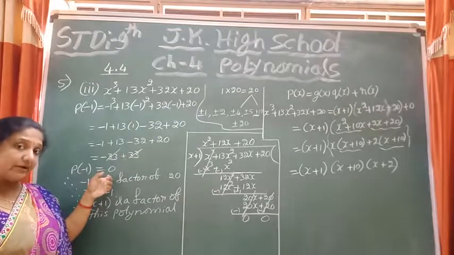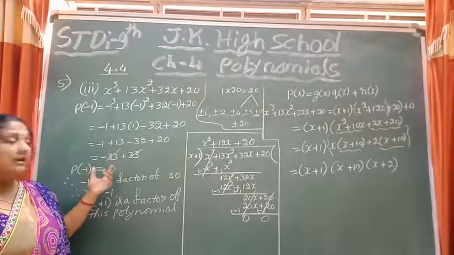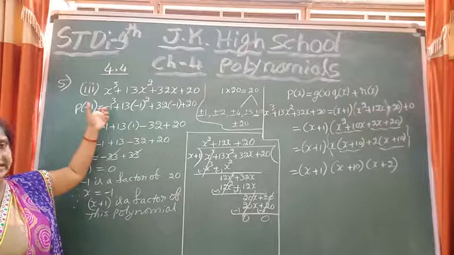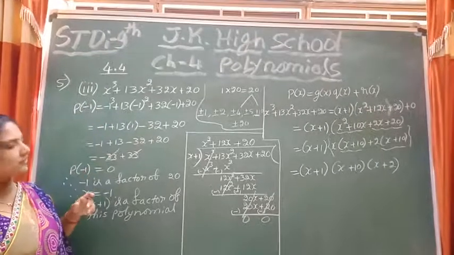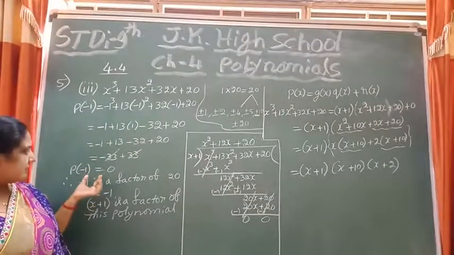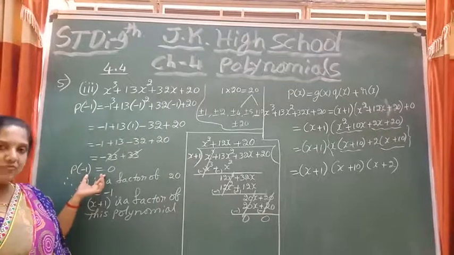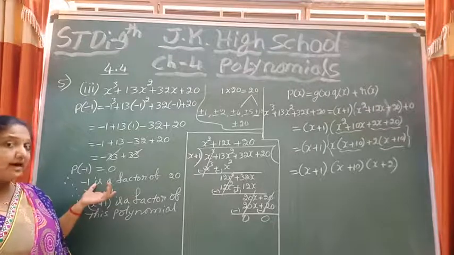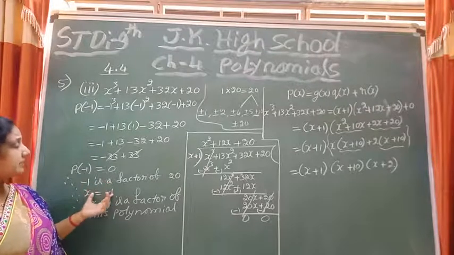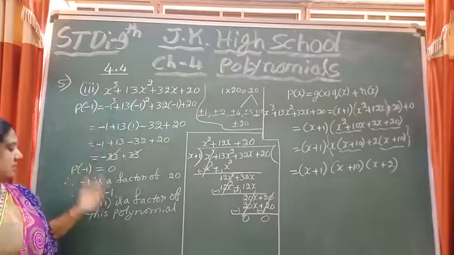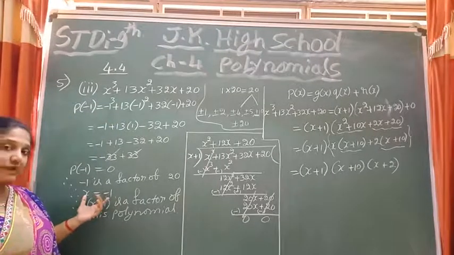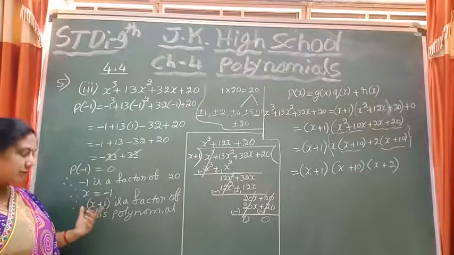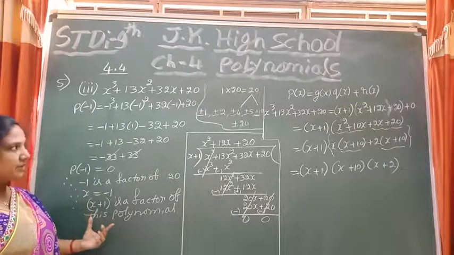I have to find out which is a factor, which means I have to substitute the value for which I will get 0. So that value only I have to substitute. First I check for minus 1. Minus 1 I substitute in the place of x and simplify, and after simplification I got p of minus 1 is 0. Therefore minus 1 is a root, and x equal to minus 1 is a factor of this polynomial. If I take it to this side, it becomes x plus 1. Therefore x plus 1 is a factor of this polynomial.